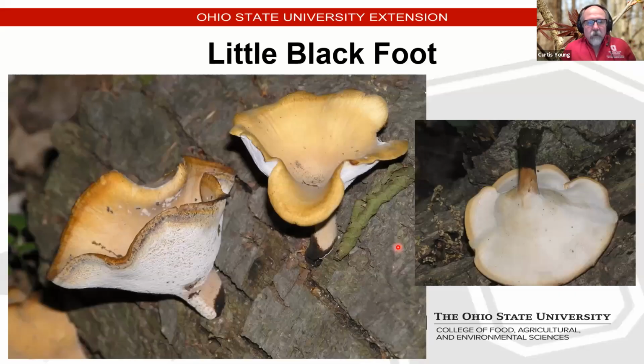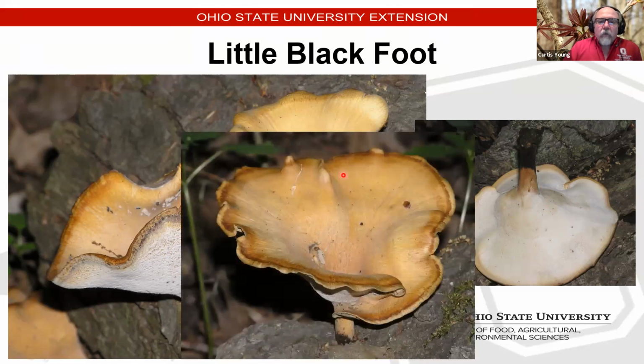And another couple here to go. This one's called the little Blackfoot polypore. It tends to be earlier in the season when this one grows. It has a pored surface underneath, and a kind of unique overlapping of the top of the polypore. It's only about 2, maybe up to 4 inches in diameter, and grows on dead logs, not edible.